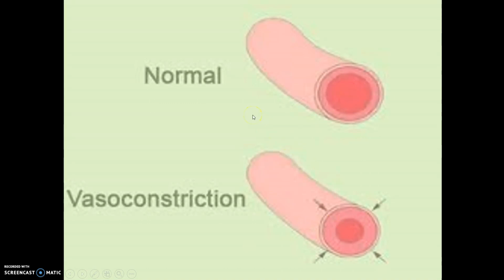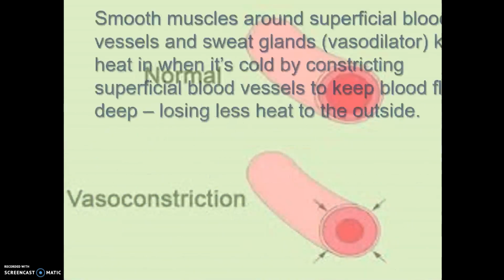When it gets hot, these muscles relax, let those blood vessels get extremely big, so more blood rushes through them, or more blood rushes to the surface. When more blood rushes to the surface, it brings more heat, and you get red and flush when you're hot because you're releasing more heat out to the environment.